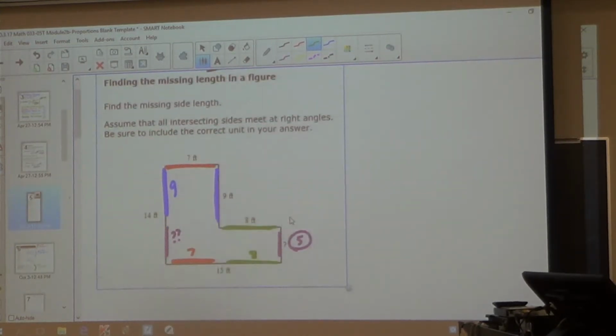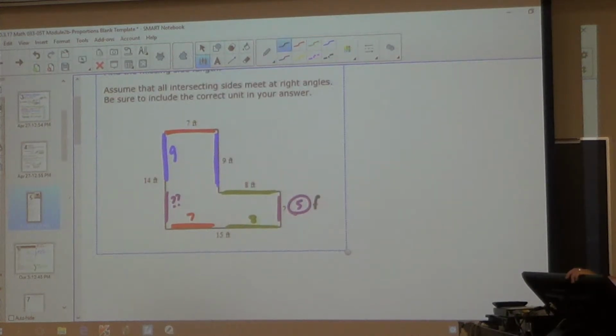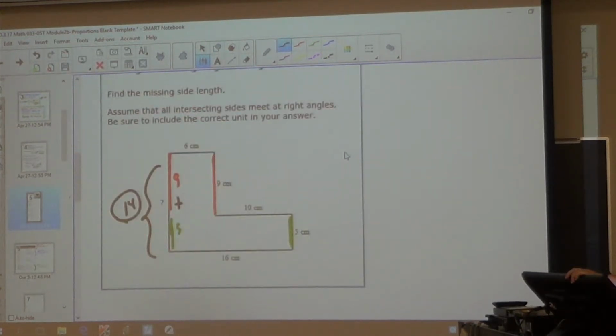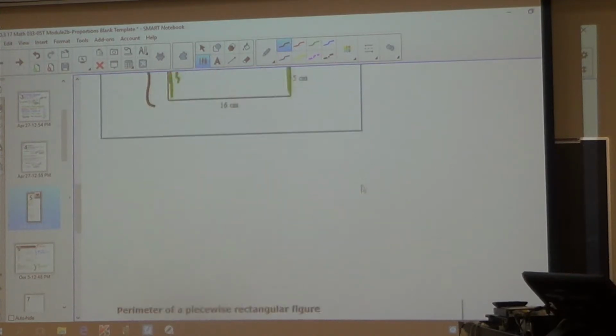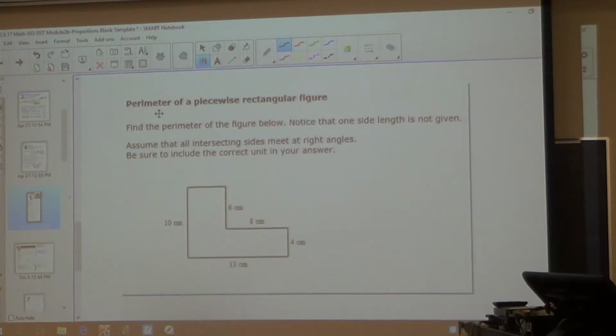So we did... missing, so this is going to be 5 feet. 14 centimeters. Well, now they want you to find the perimeter. Well, in order to find the perimeter, which means add up, you have to know all the sides. Well, I'm missing a side. So the first thing I have to do is figure out how long is that side. So do we agree that this piece is 8? So this piece has to be the rest of 13. So this piece has to be 5.